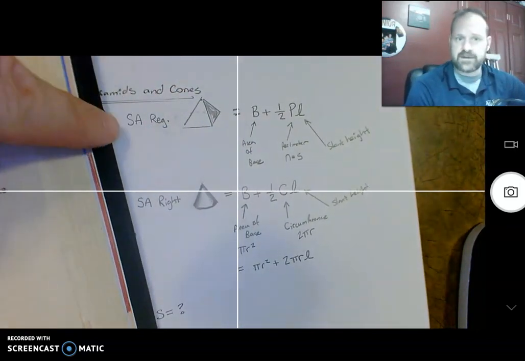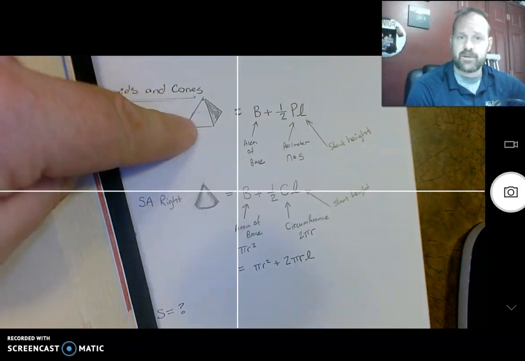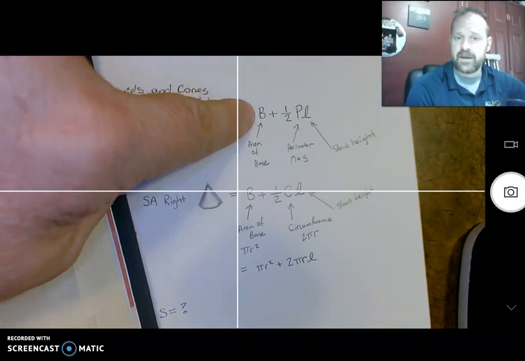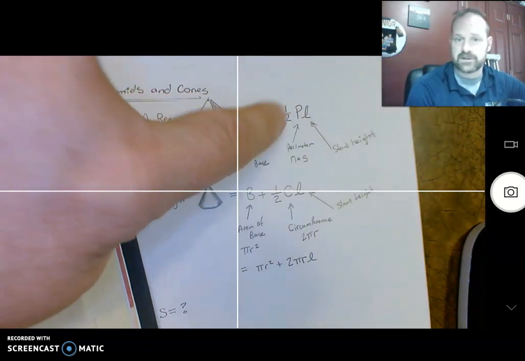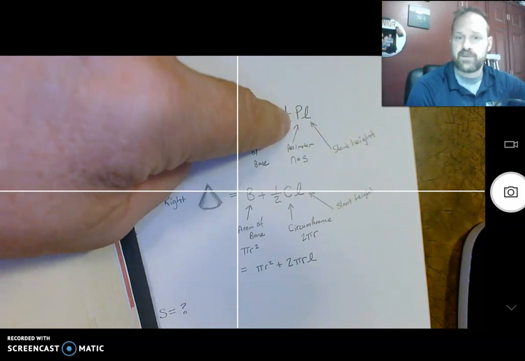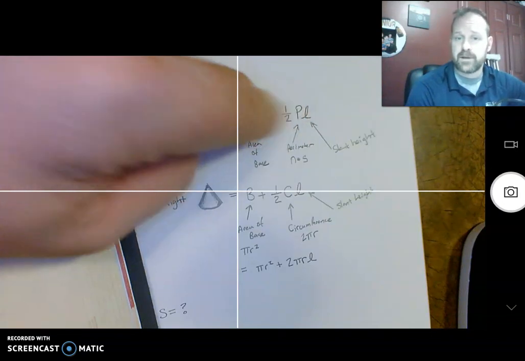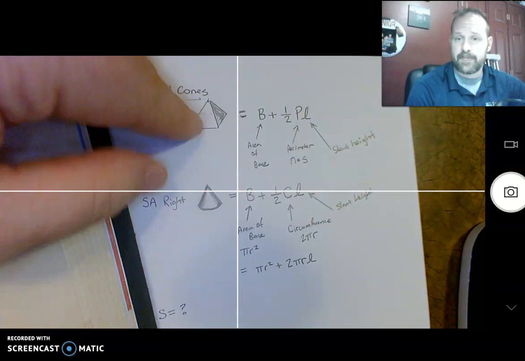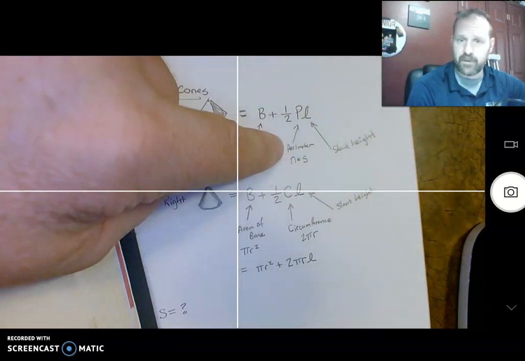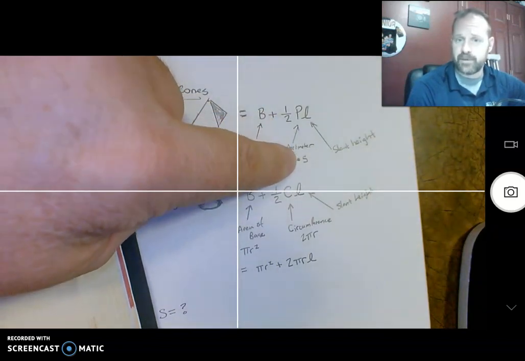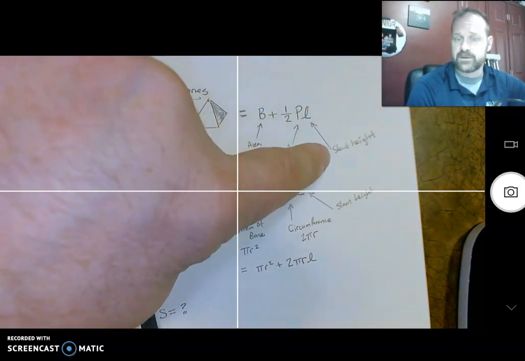Surface area, again, I used SA. Surface area of a regular pyramid is area of the base. No matter what the base is, you have to first find the area of the base. Well, you could do this first, but because addition is commutative. Then it says 1/2 P times L. P is perimeter, and this only works if it's a regular polygon. Perimeter is going to be the number of sides multiplied by the side length, and then slant height, which I already covered.